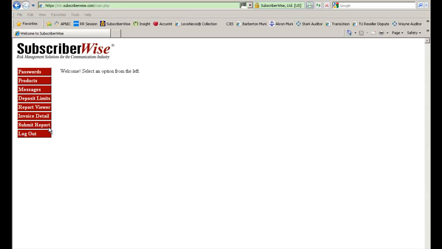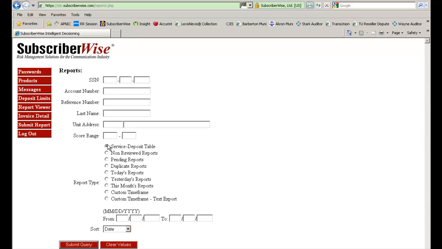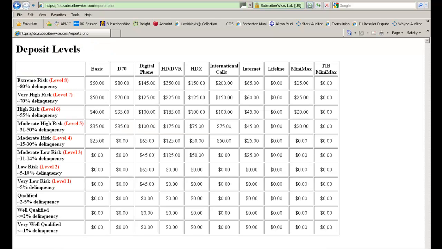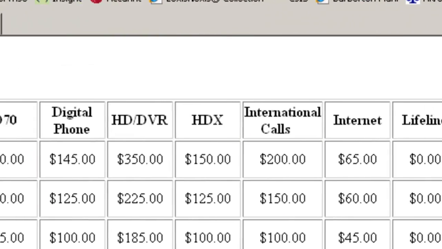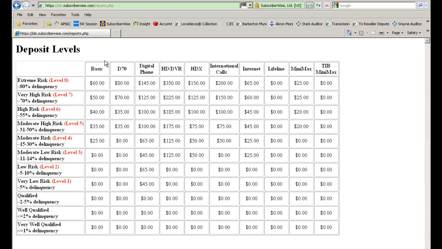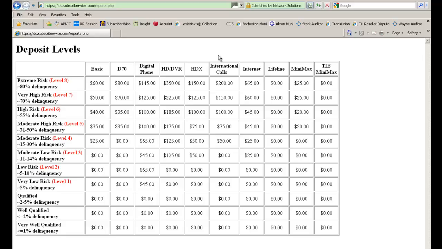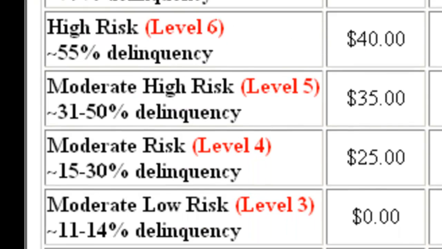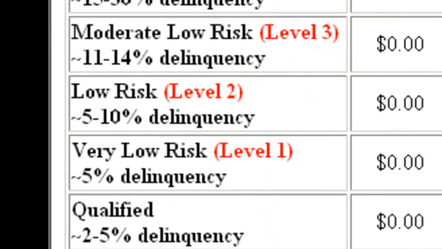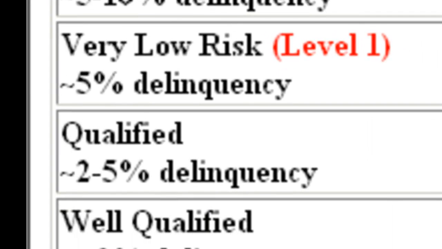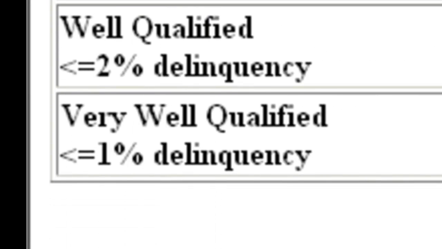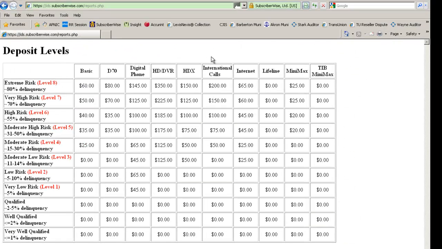We'll begin by looking at Massillon Cable's deposit levels. What you'll notice here are the services and equipment that Massillon Cable is mitigating loss against. Based on the risk categories, SubscriberWise has 8 levels that trigger risk, and then we have a qualified, well-qualified, and very well-qualified segmentation. Based on those parameters, operators define the deposit limits.